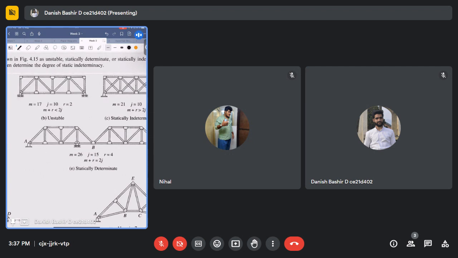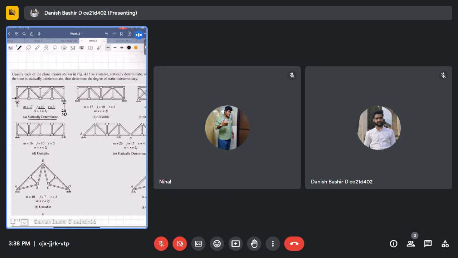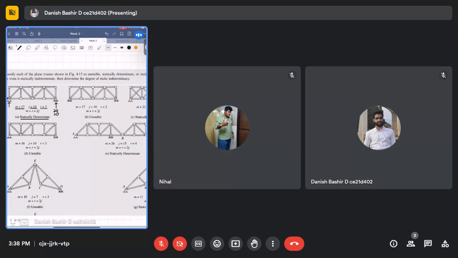And another, same structure. No, it's not the same, it's a different one. Here m is equal to 17, j equals 10, and reactions r is equal to 2, because it is this one and this one. So we see that m plus r is less than 2j, it is unstable because it can roll down like this. Now if I give the force, it will move like this, so it is unstable.